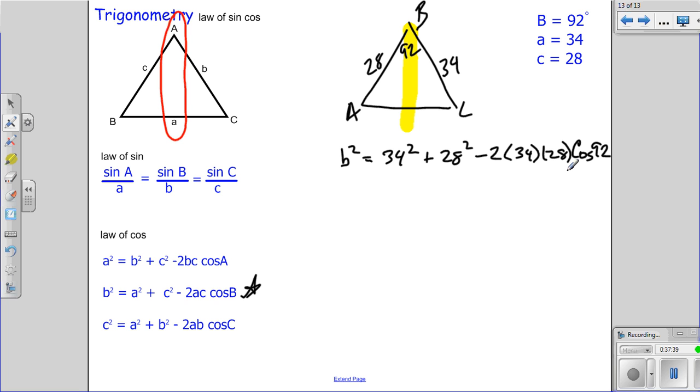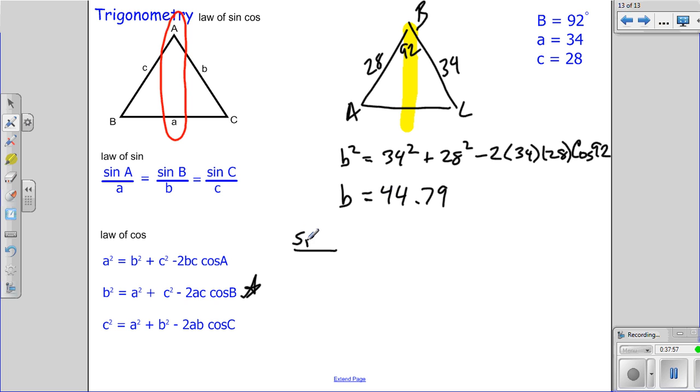So in this case, use your calculator, take the square root, and we find out that b is going to be 44.79. I just rounded it, but on my calculator, I'm going to store that value. I don't want to round in the middle of the problem. So now that I have that, I can set up a law of sines.